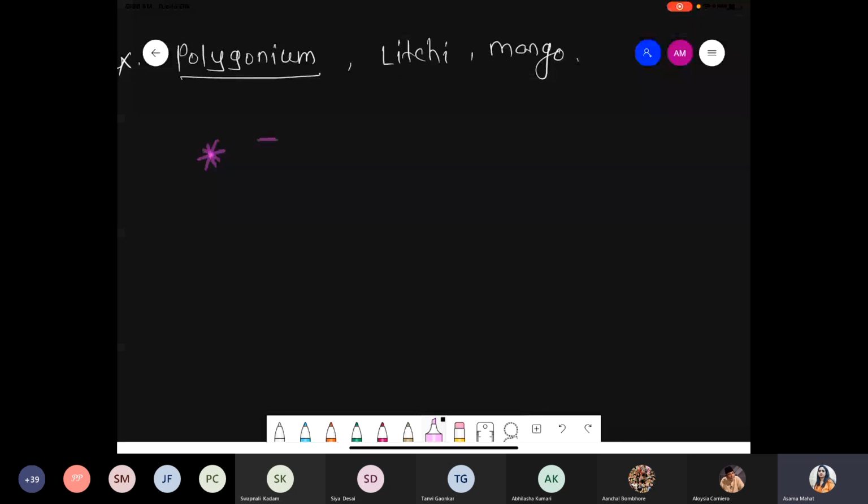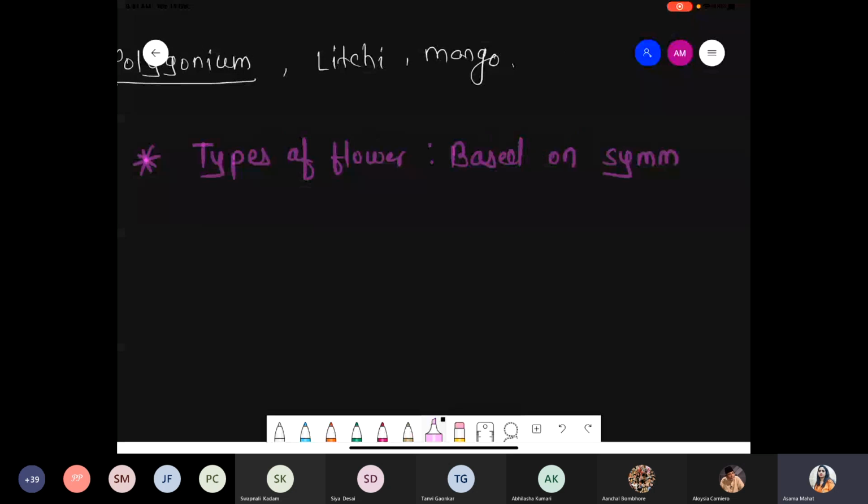Write down the title. Types of flower based on symmetry. Based on symmetry means simply we are talking about their cutting pattern. So basically 3 types are there.